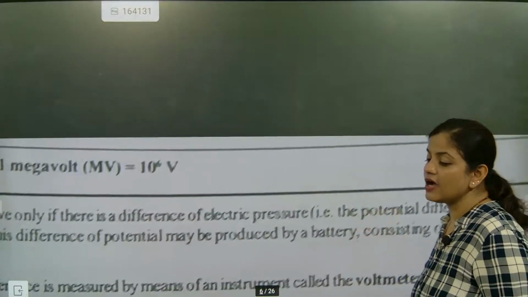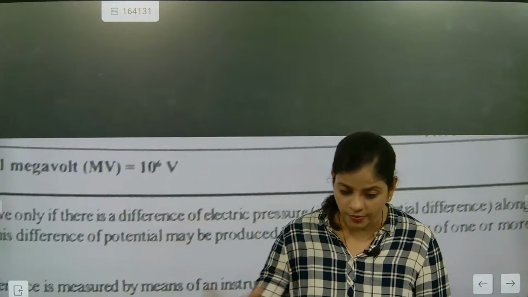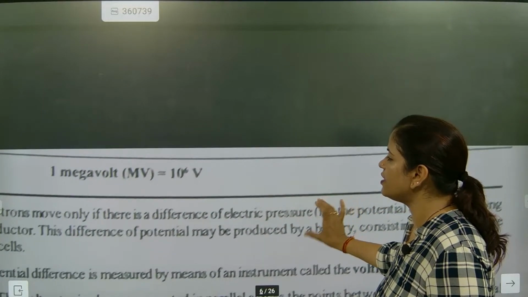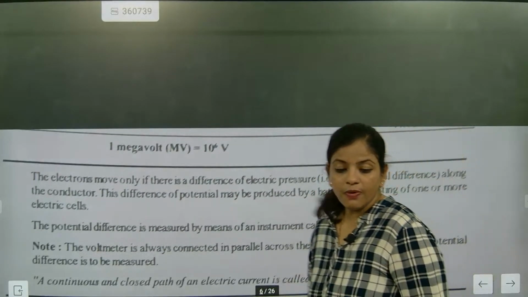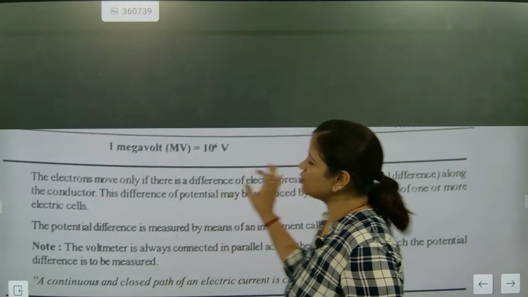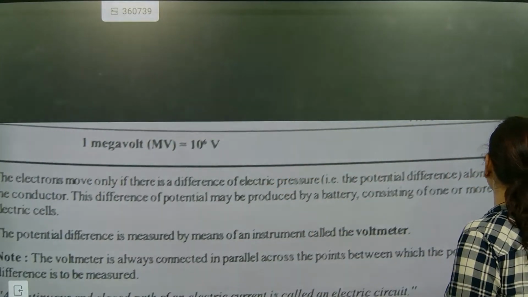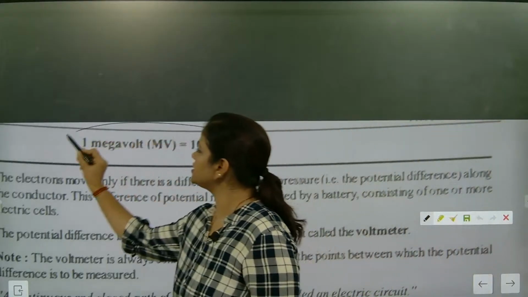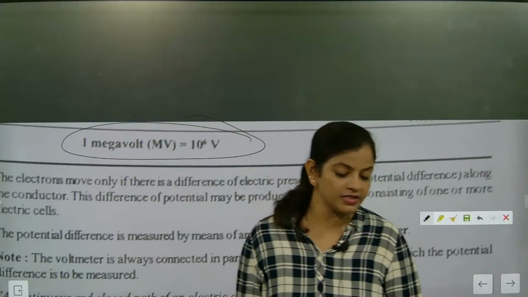So now we will go to the next part. If somebody asks you about the megavolt, you will say that 1 megavolt is exactly how much? 10 to the power 6 volt. It is exactly 10 to the power 6 volt. So 1 megavolt is equal to 10 to the power 6 volt.